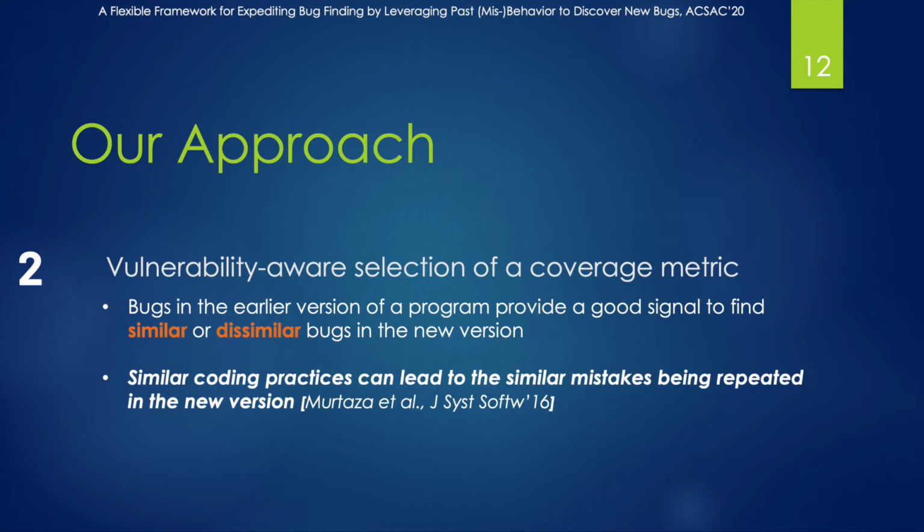Our conjecture is that the bugs in the earlier version of our program can provide a good signal to find similar or dissimilar bugs in the newer version. As much of the foundational code remains the same in the newer version, similar coding practices are followed, which often leads to similar mistakes being repeated in the newer version.